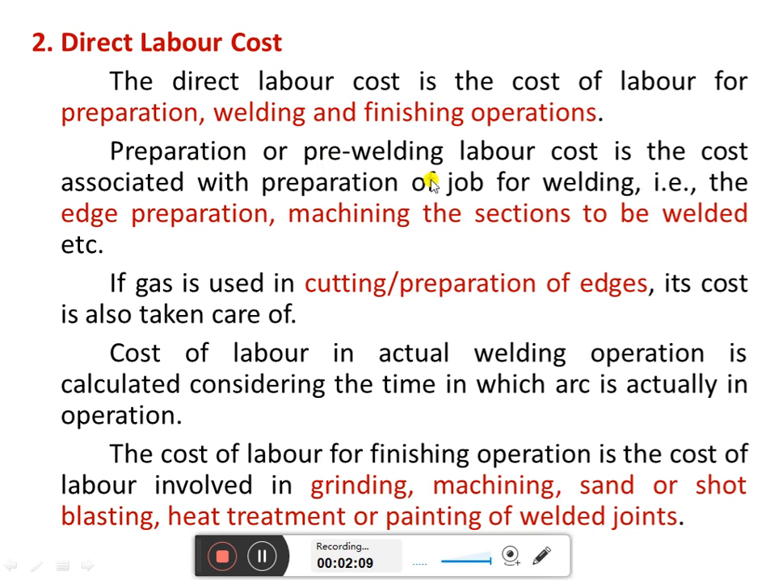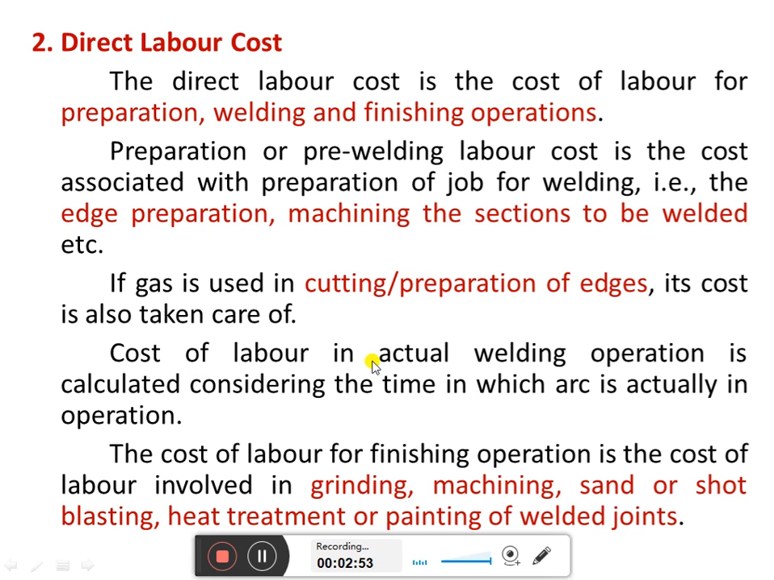The preparation or pre-welding labor cost is the cost associated with the preparation of the job for welding. Before starting the welding process, we need to prepare the edges and machine the sections to be welded. So we need to prepare V-shape butt joints and lap joints. Based on this, we have to grind the edges, removing the sharp edges of the workpiece. If a gas is used in cutting or preparation of edges, its cost is also taken care of.